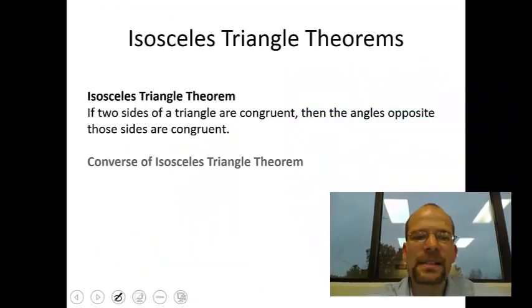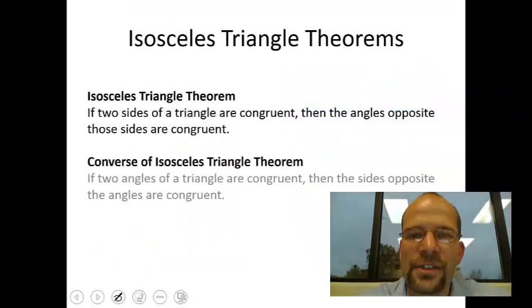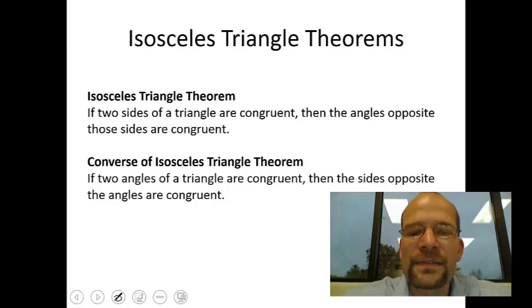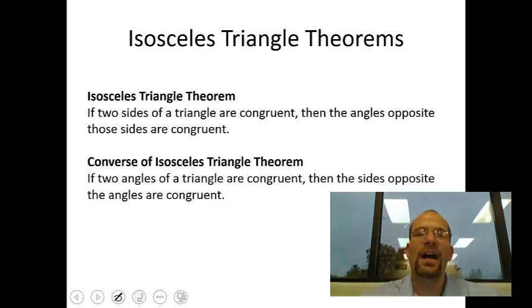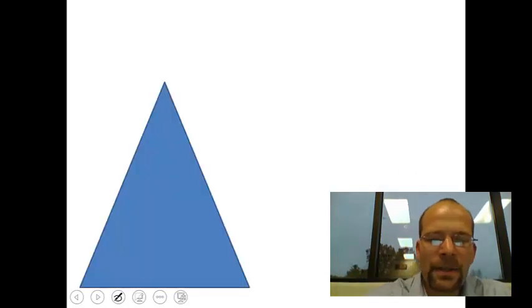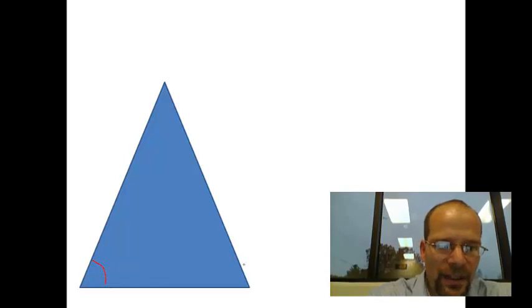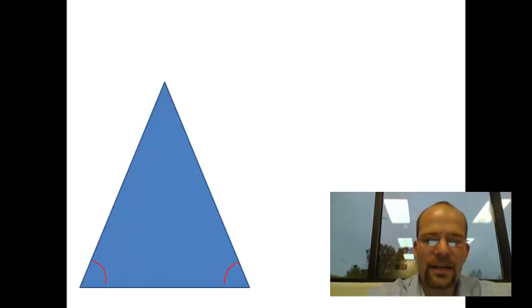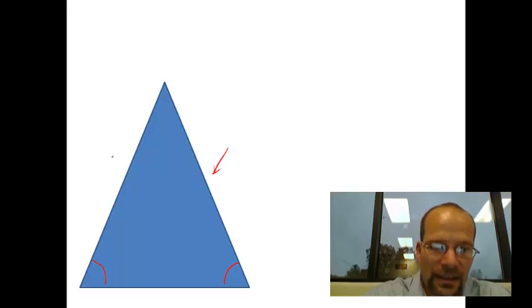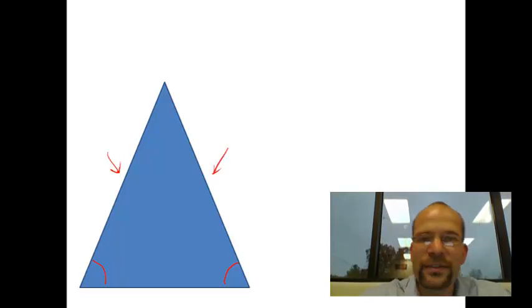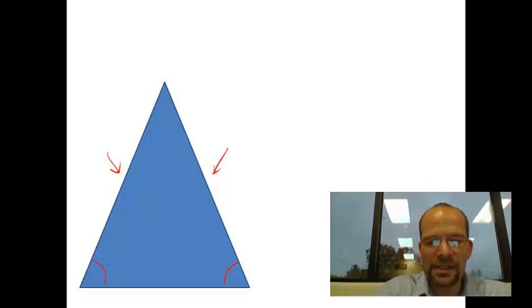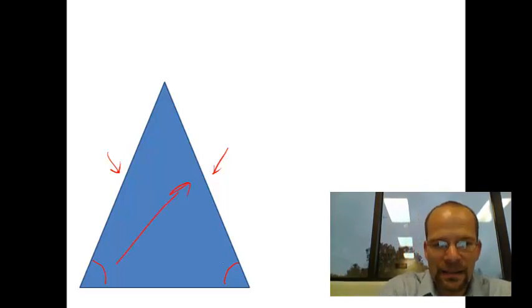Next theorem is called the converse of the isosceles triangle theorem. It says if two angles of a triangle are congruent, the sides opposite the angles are congruent. Suppose that instead of knowing that these sides are congruent, we know only that these base angles are congruent. Can we conclude that these sides, this side on the right and this side on the left, are also congruent? Notice that those sides are opposite the angles.